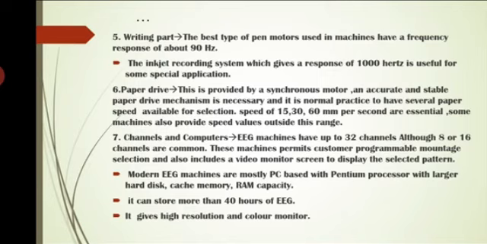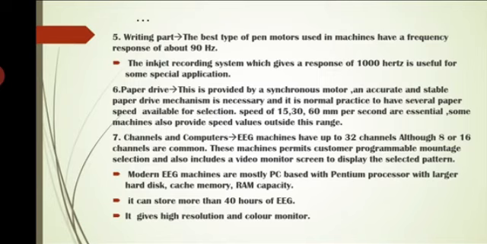Sixth, paper drive. This is provided by a synchronous motor. An accurate and stable paper drive mechanism is necessary, and it is normal practice to have several paper speeds available for selection. Speeds of 15, 30, 60 mm per second are essential. Some machines also provide speed values outside this range.